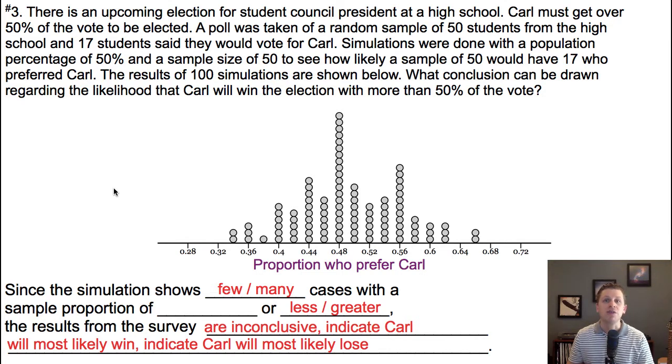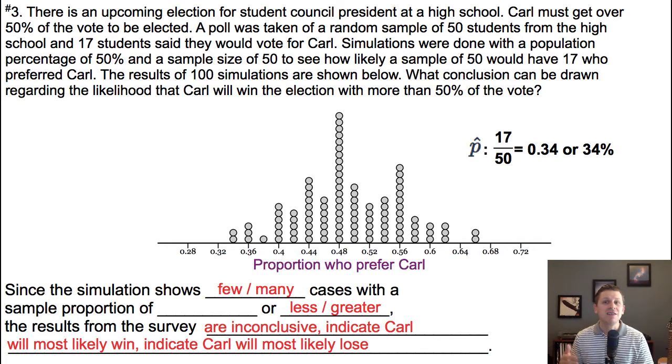What conclusion can be drawn regarding the likelihood that Carl will win the election with more than 50% of the vote? First thing I always do is calculate p-hat, or the percentage from our sample. In this case, 17 students said they'd vote for Carl out of a sample size of 50, which means 34% of students would vote for Carl.